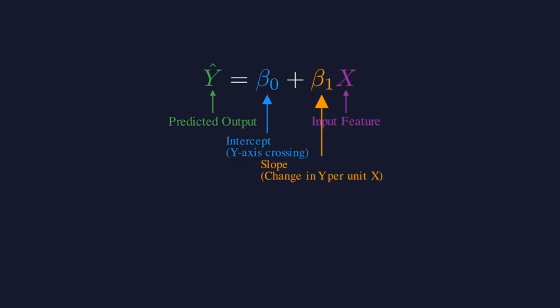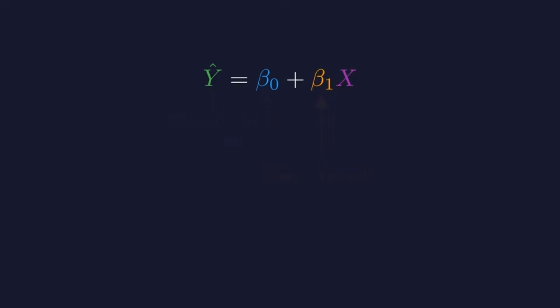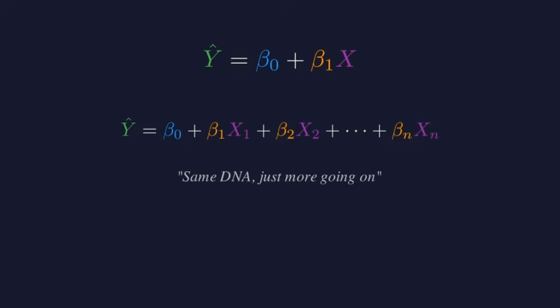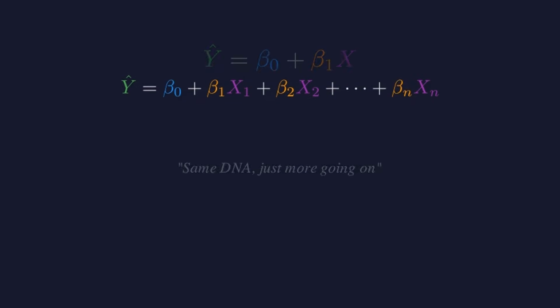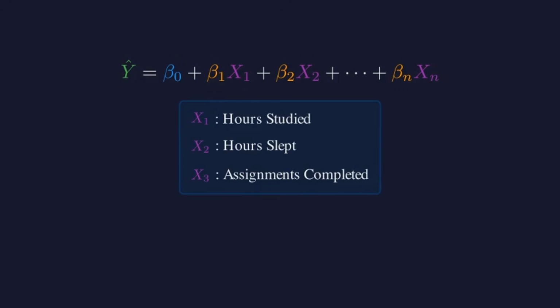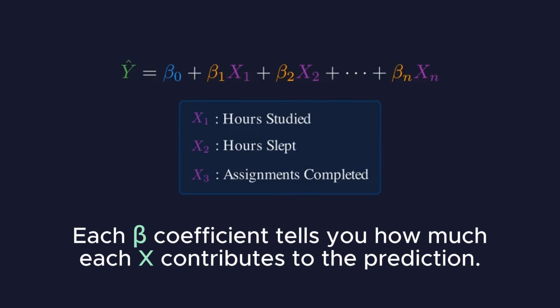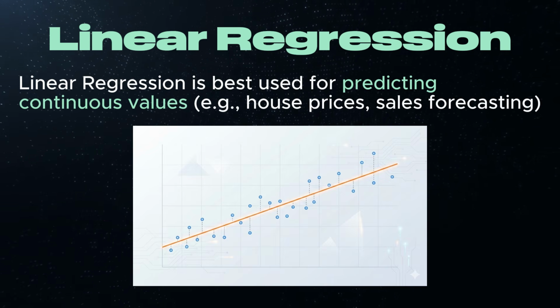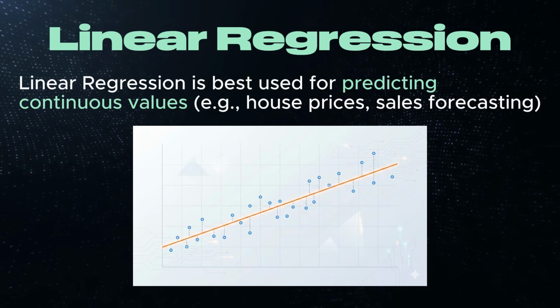In reality, one variable rarely tells the whole story, which leads to multiple linear regression, with its bigger, more intimidating looking older brother equation. Each x represents a different independent variable: hours studied, hours slept, assignments completed, and so on. Each corresponding beta coefficient tells you how much that specific feature contributes to the prediction. Linear regression is best used when you need to predict a continuous numerical value and there's a clear relationship between your inputs and your output.